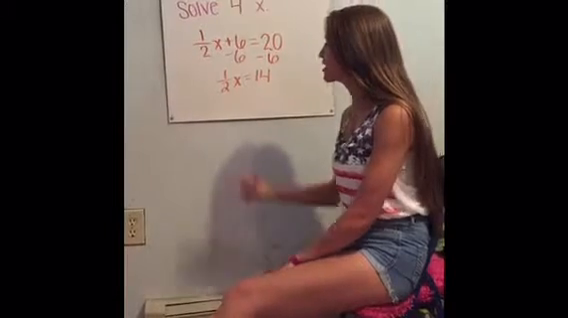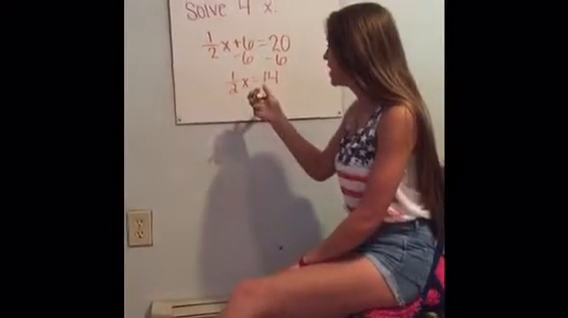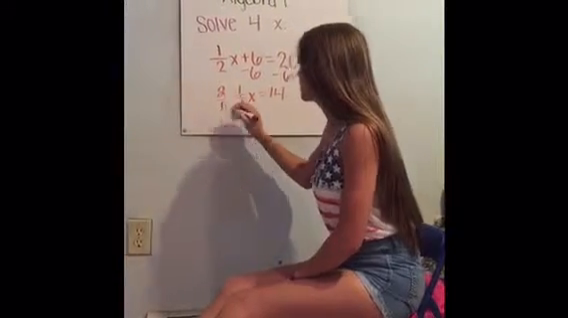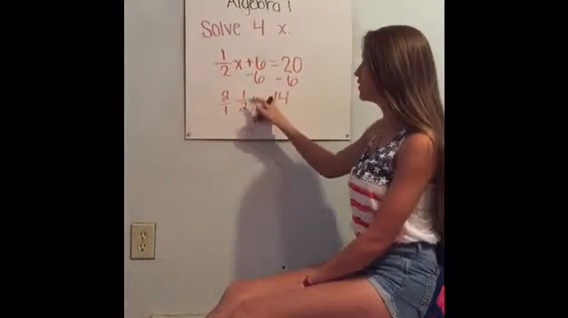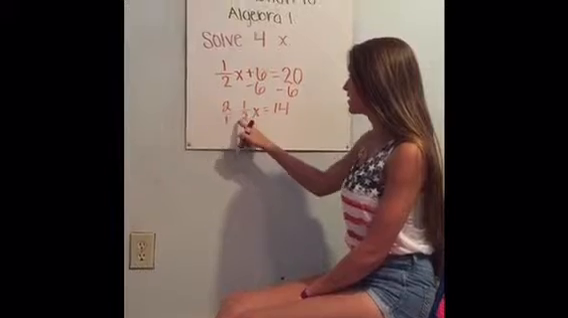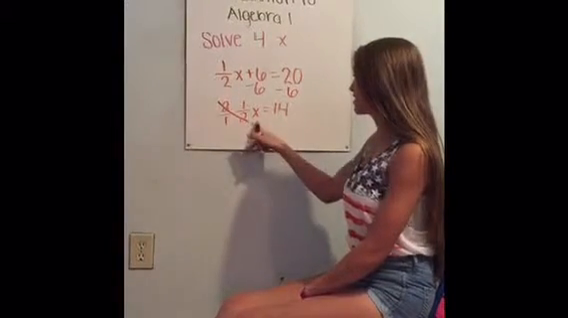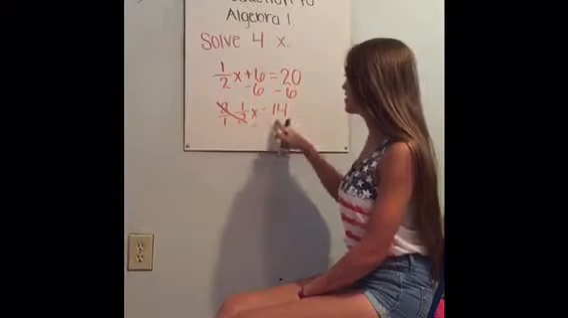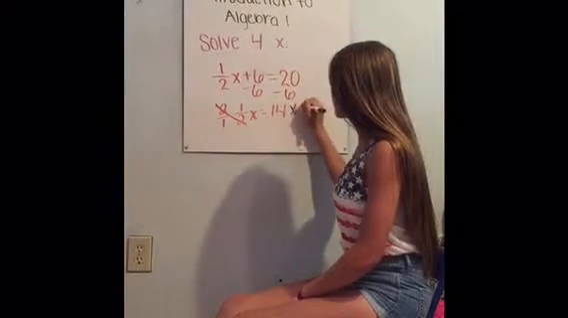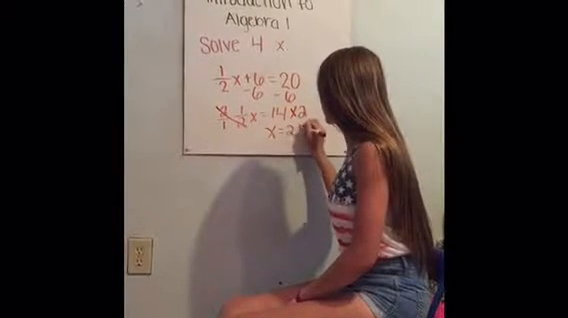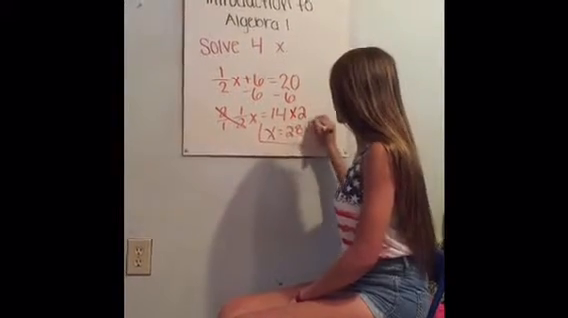Okay, and then this is where it gets a little different since this is a fraction. And what you're going to want to do is multiply it by the reciprocal. So you just take the fraction being used and flip it. And since the 2's cancel out, you just keep x. But whatever you do to that side, once again, you have to do to this side. So you're going to times this by 2 as well. And you get x equals 28.